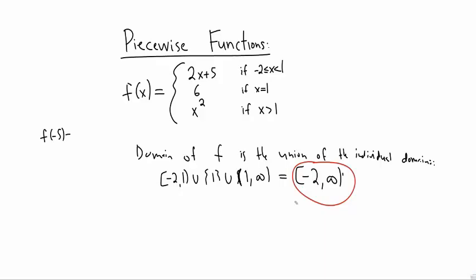Let's evaluate this function at some possible inputs. Which of these is actually not an input? F evaluated at minus 5. Well, to find the output, we would find the formula for which negative 5 is in that formula's domain. We see that negative 5 is in none of the three domains. So negative 5 is not in the domain of f.